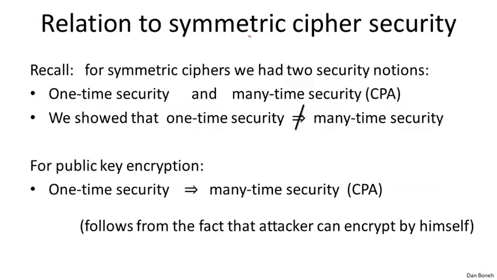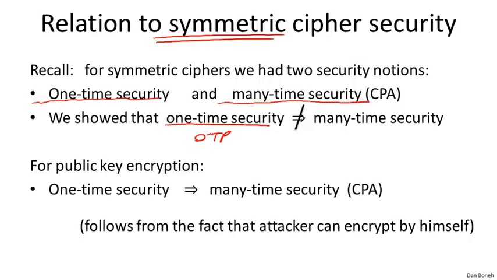Before we move on to active attacks, I wanted to mention a quick relation between the definition that we just saw and the definition of eavesdropping security for symmetric ciphers. If you remember, when we talked about eavesdropping security for symmetric ciphers, we distinguished between the case where the key is used once and the case when the key is used multiple times. And in fact, we saw that there's a clear separation. For example, the one-time pad is secure if the key is used to encrypt a single message, but is completely insecure if the key is used to encrypt multiple messages.